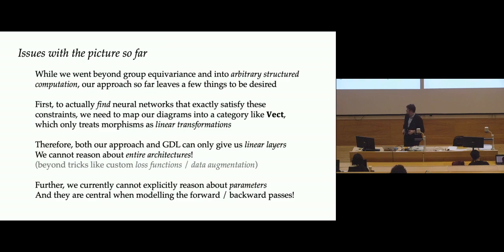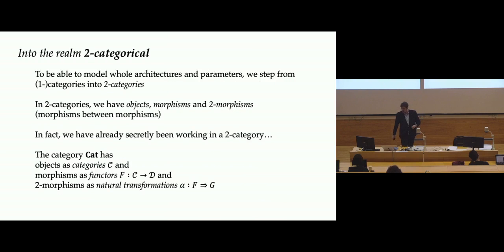Another issue, which is intimately tied with this first issue, is that we cannot easily and explicitly reason about parameters of an entire network. So the actual weights that go into layer 1, layer 2, and so on, and how they relate to each other. And arguably, talking about parameters is pretty critical because you need them to model the forward pass and the backward pass of a neural network framework. In order to talk about these things, we need to go beyond one-categories into two-categories.